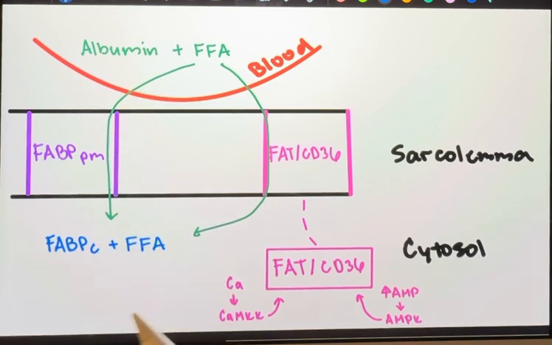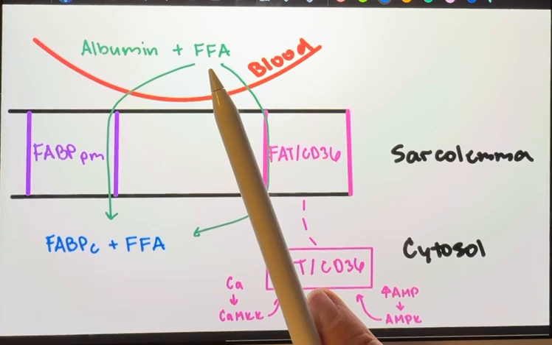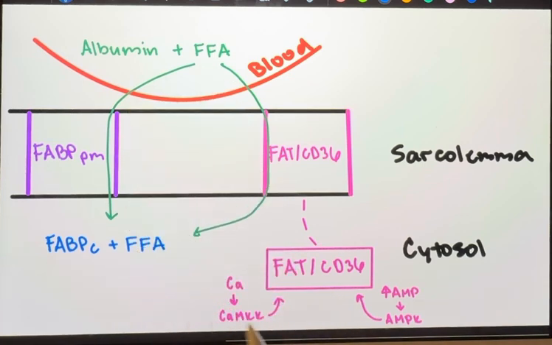Another way we can have free fatty acids taken up into the muscle is through fat CD36, which is similar to GLUT4. And how fat CD36 embeds itself is through an increase in calcium, which we get when we're exercising, doing muscle contractions. That activates CaMKK, which then tells fat CD36 to embed itself.